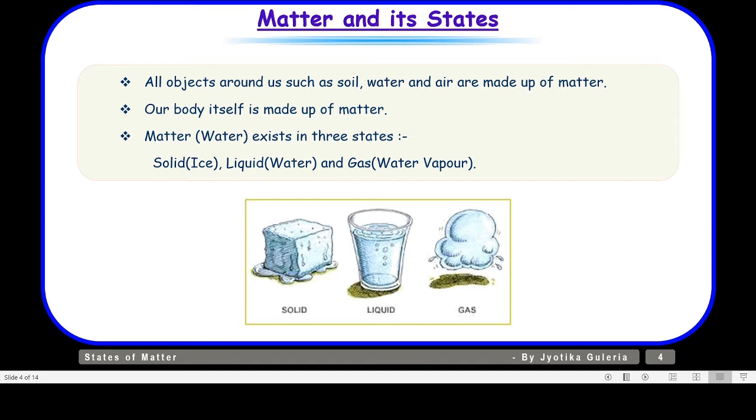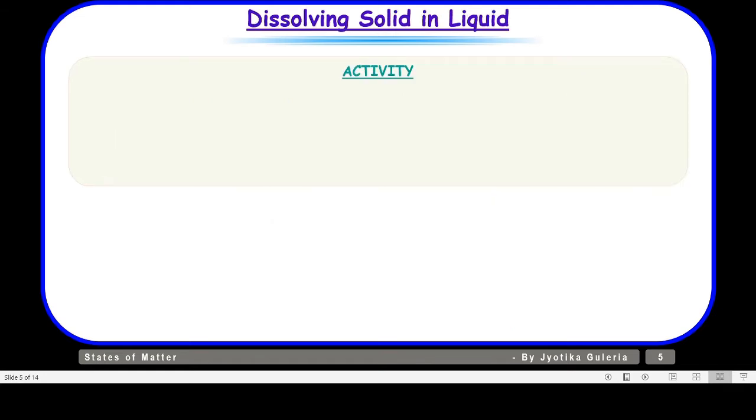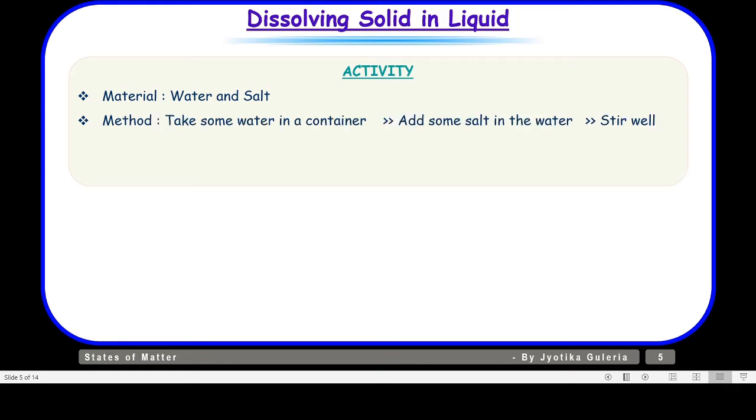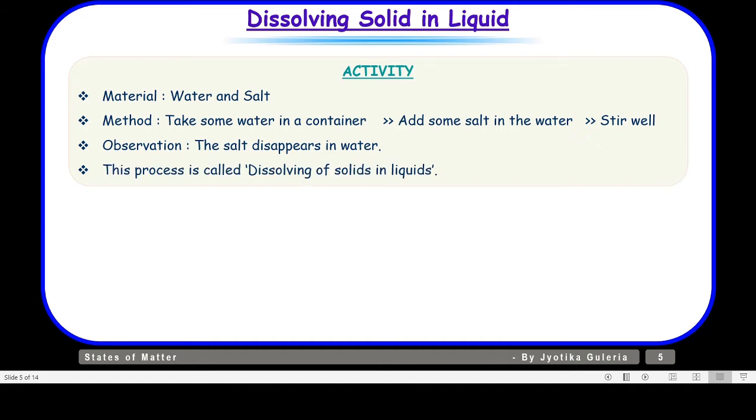Now let us take up the dissolving property of solids in liquid. In this we'll do an activity, and the material required is simple water and salt. The method is that we'll take some water in a container, add some salt to the water and stir well. What we will observe is that salt disappears in water, or we can say that salt dissolves in water. This process is called dissolving of solids in liquids. Let us see a diagrammatic representation of this activity.